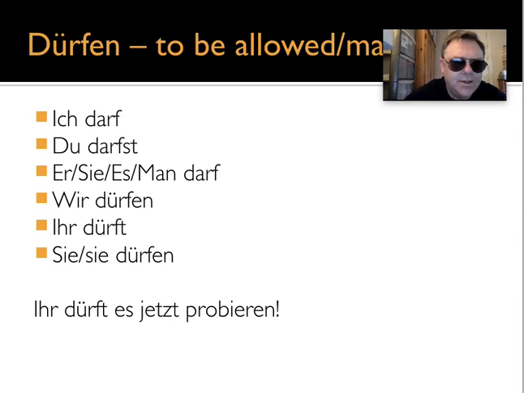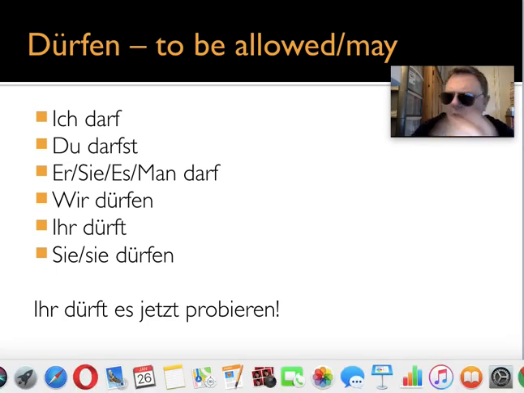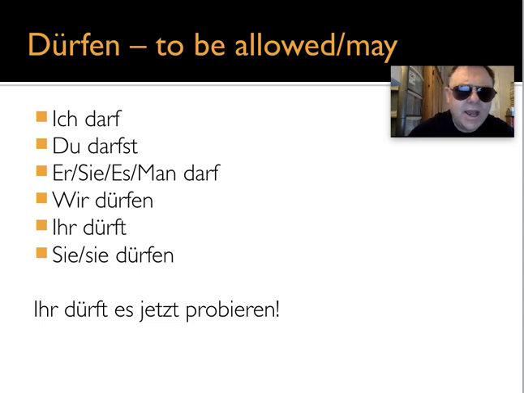Now, the to be allowed to verb, which is the equivalent of may, if I put it down here, if I may. No pun intended. Ich darf, I'm allowed. Du darfst, you're allowed. Er darf, he's allowed. Sie darf, she's allowed. Es darf, it is allowed. Man darf, one is allowed. Wir dürfen, we are allowed. Ihr dürft, you, as a group of friends, are allowed to. Sie dürfen, the posh person over there is allowed to do it, or a group of people who you don't know very well. Sie dürfen, they are allowed to.